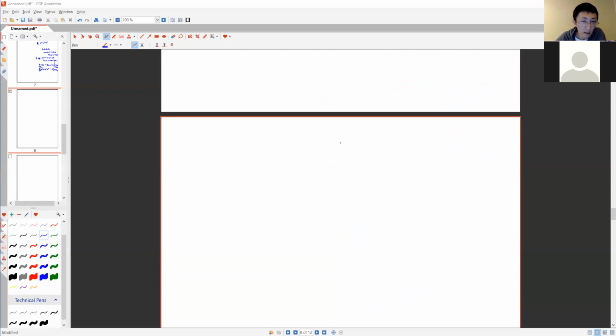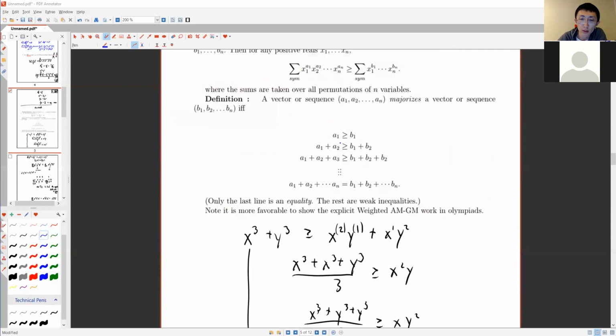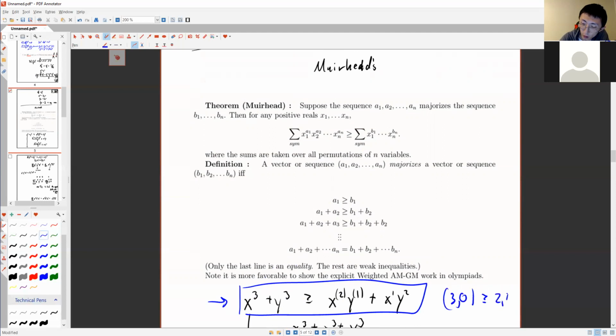Let's see. Another way, if we go back to Muirhead's, basically, like in some of my examples, let's say this is 3, 0. The sequence 3, 0 is somehow greater than 2, 1 when you do the cyclic sum or symmetric sum over it. So you would say that 3, 0 majorizes 2, 1. I forget what the symbol is, and I think it's pronounced majorizes, or majorization.